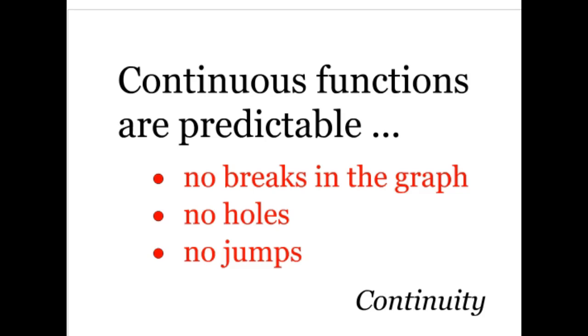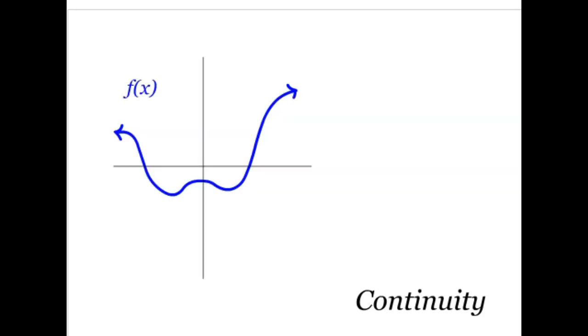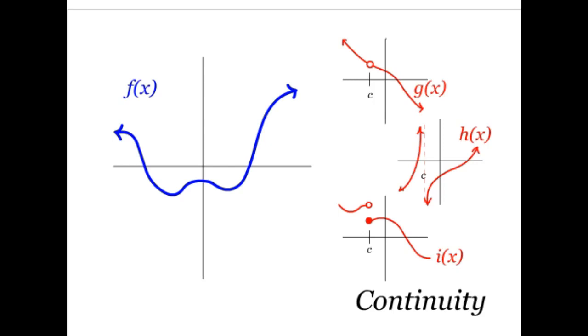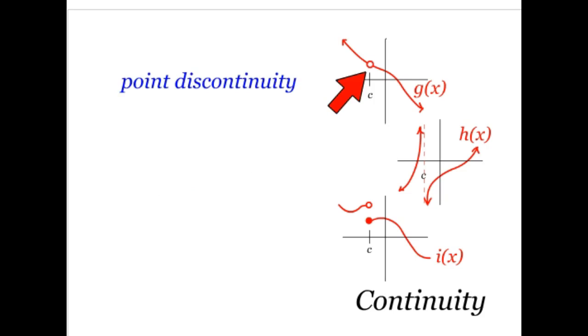But enough talk. Let's take a look at some pretty pictures. Now this function f is continuous, but these, g, h, and i, they're not continuous. Each of them, in fact, is discontinuous for a different reason at the x value of x equals c. See, now this one, on g, you've got a little hole in the graph.